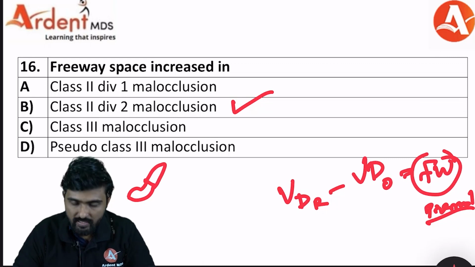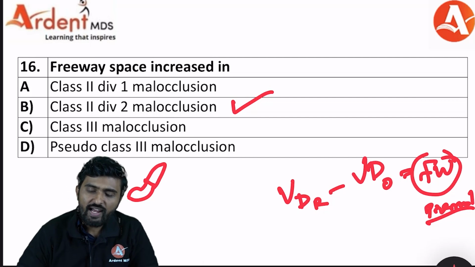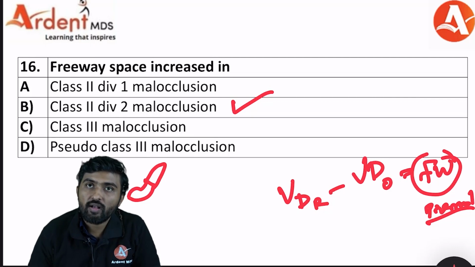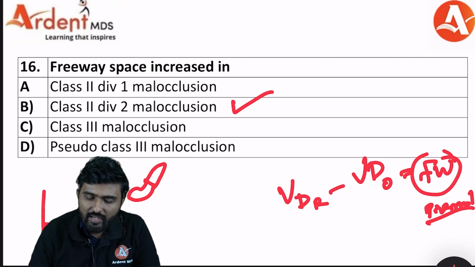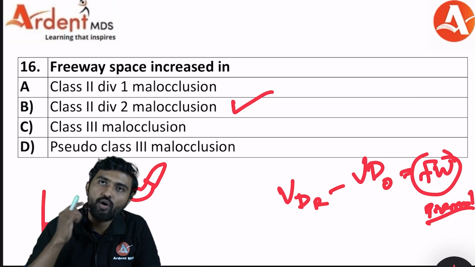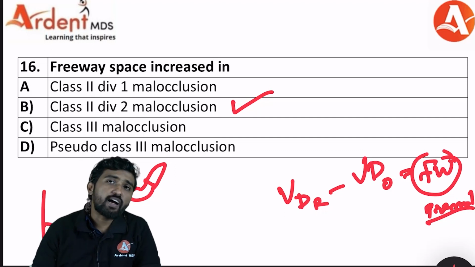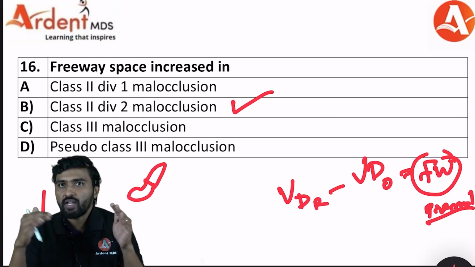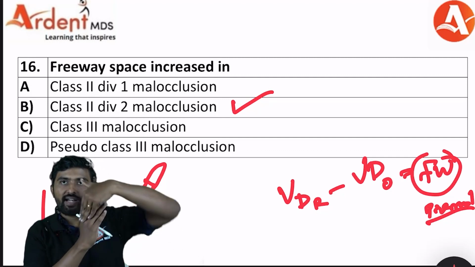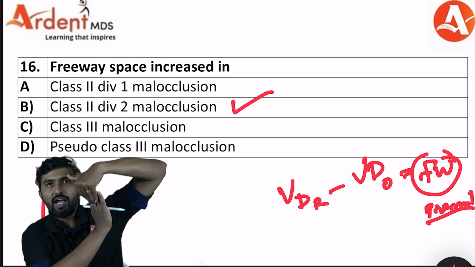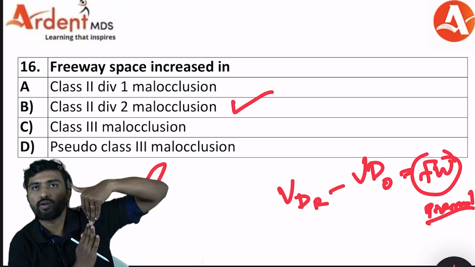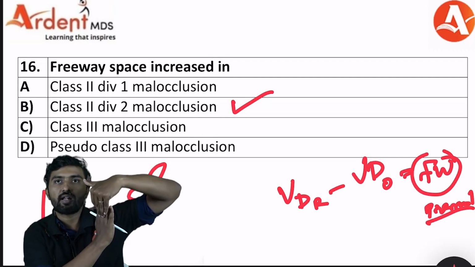Class 2 division 2 patients have a deep bite, because those patients have an acute gonial angle. What is the gonial angle? The angle between the ascending part of the ramus and the body of the mandible. When they have an acute gonial angle, they will also have a deep bite. When they try to bring the mandible forward, they will have to travel a long path to reach the inter-incisal relationship.